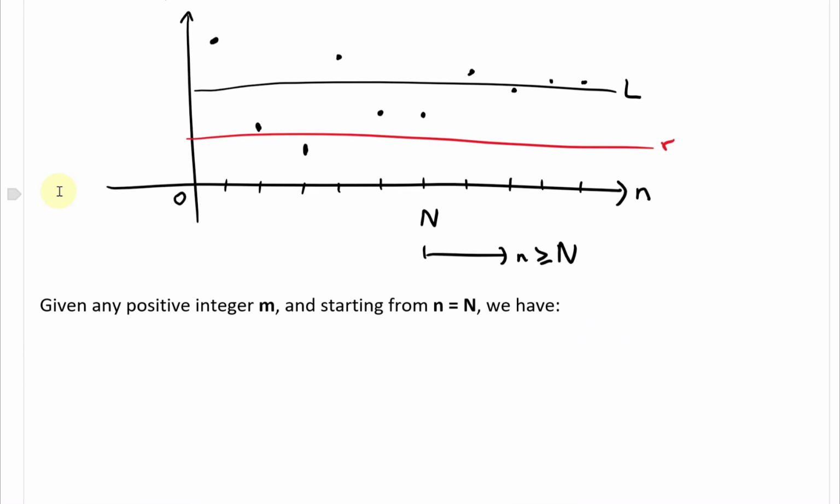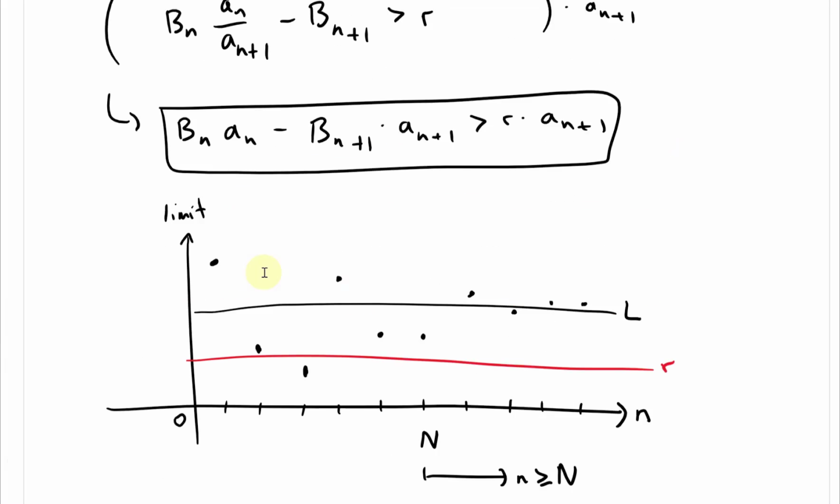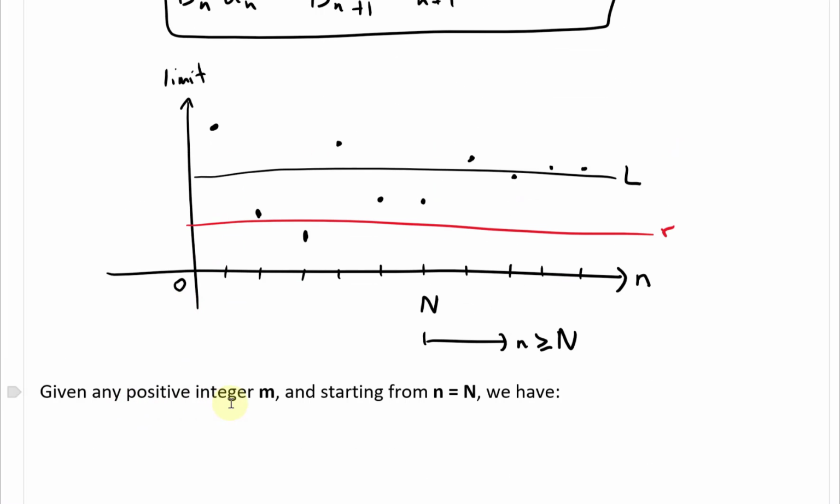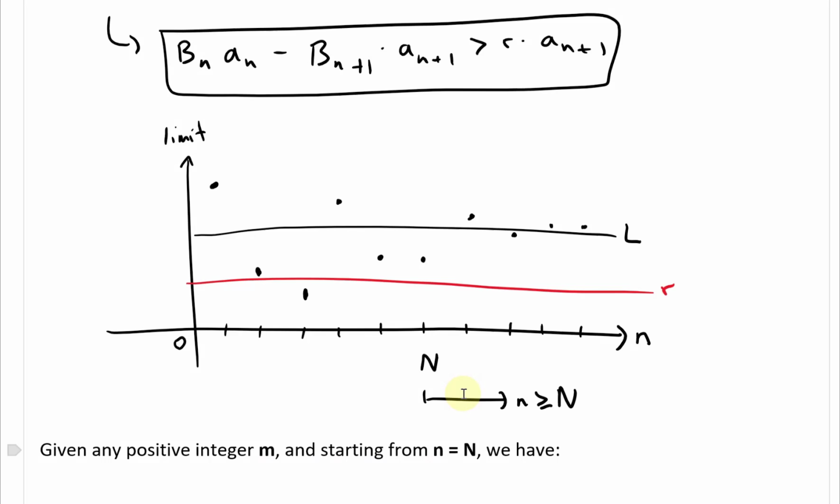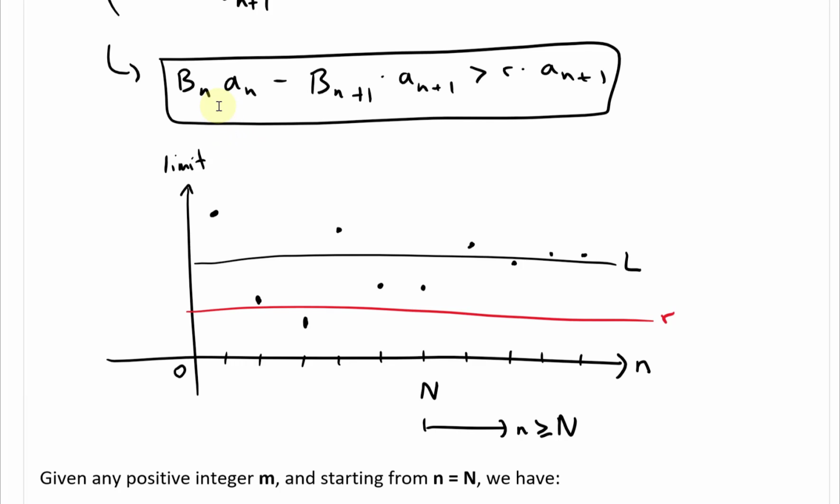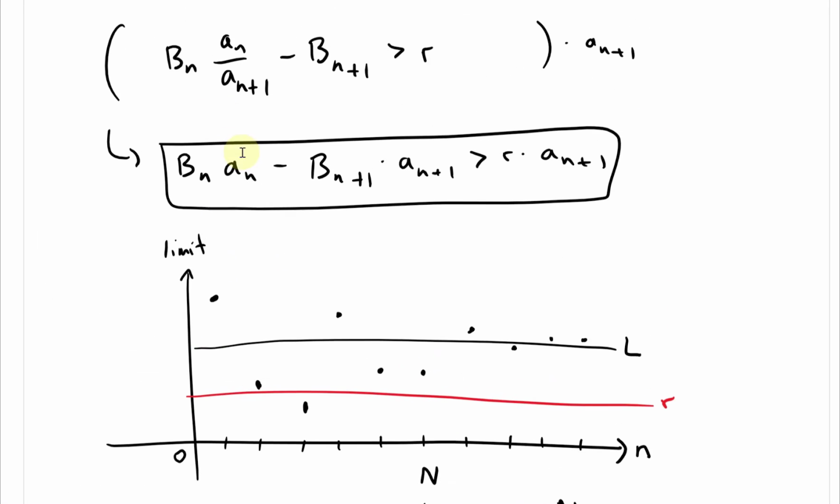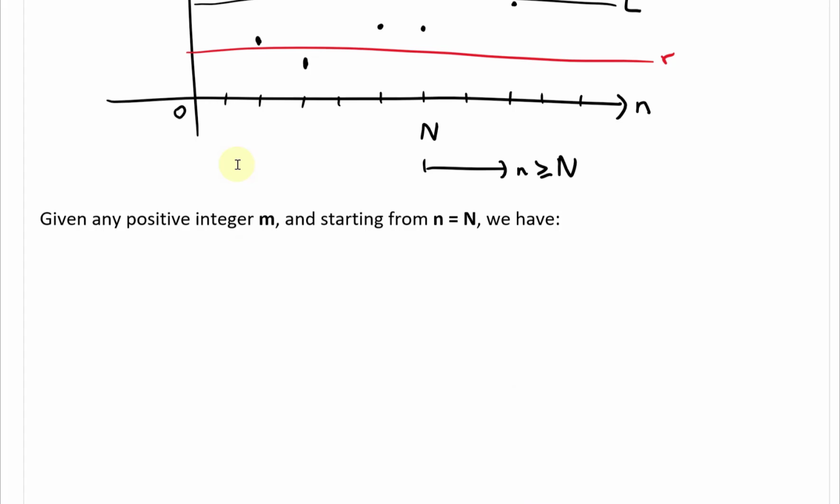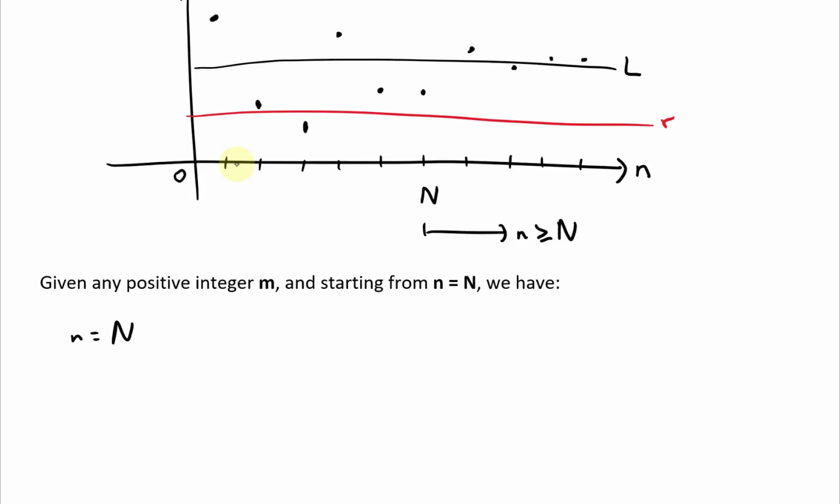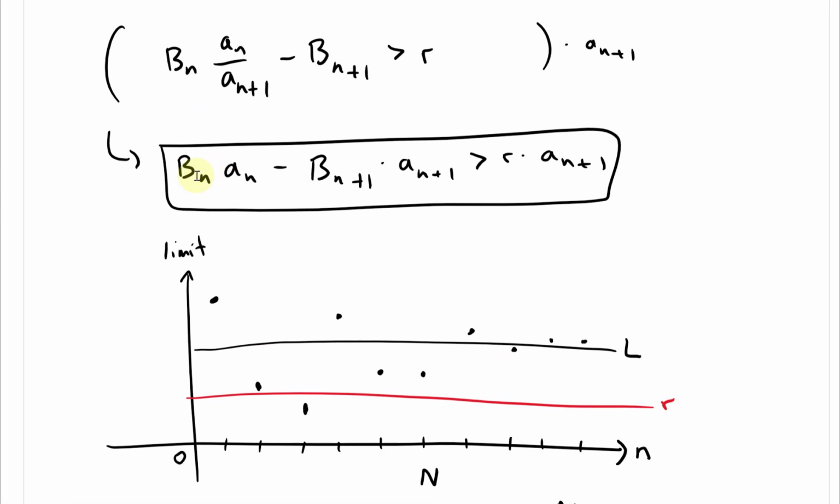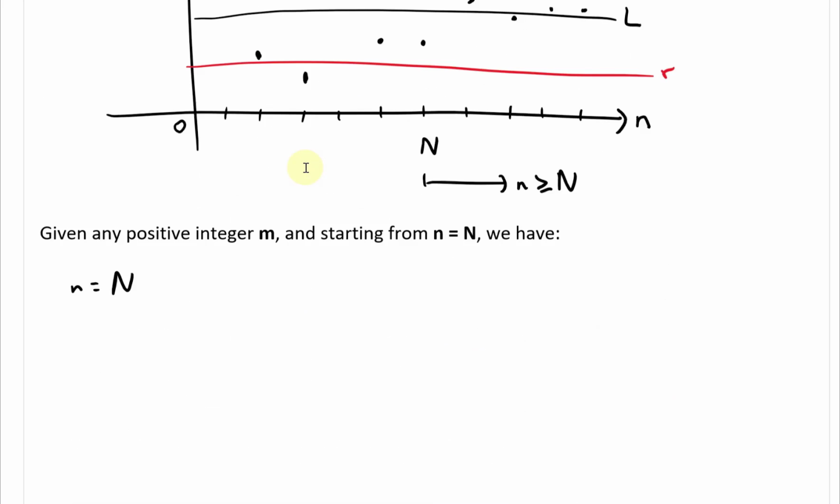Alright, so now let's keep going further. So now if you look at this equation there, given any positive integer lowercase m, and starting from n equals capital N, we're going to write this out and see what we get. Basically, this is called the telescoping summation or method. But anyways, if n equals capital N, our terms of the limit become this, right? This replaces it with capital N.